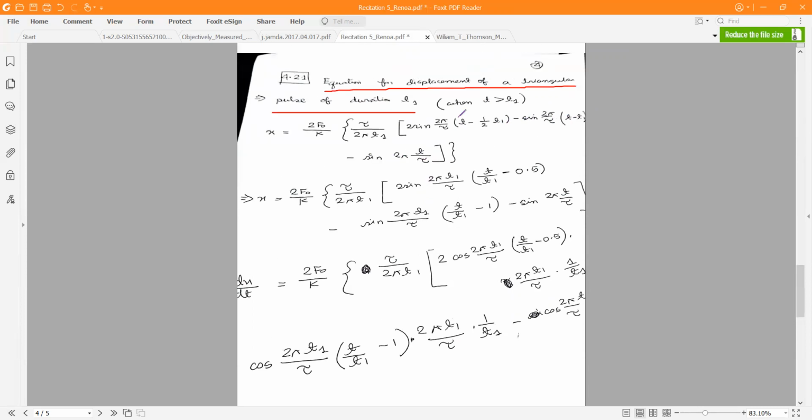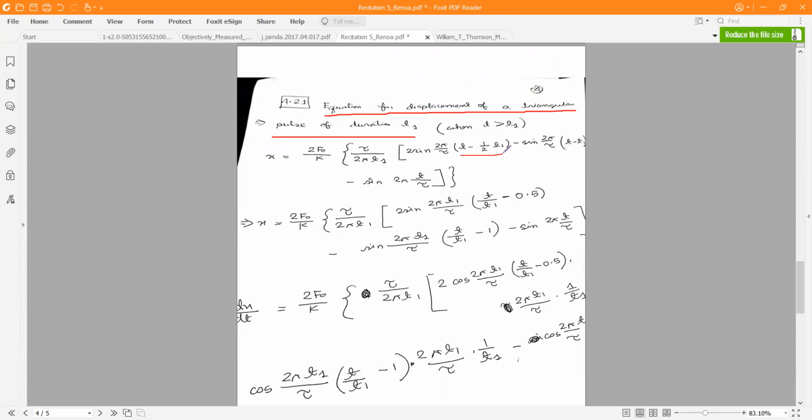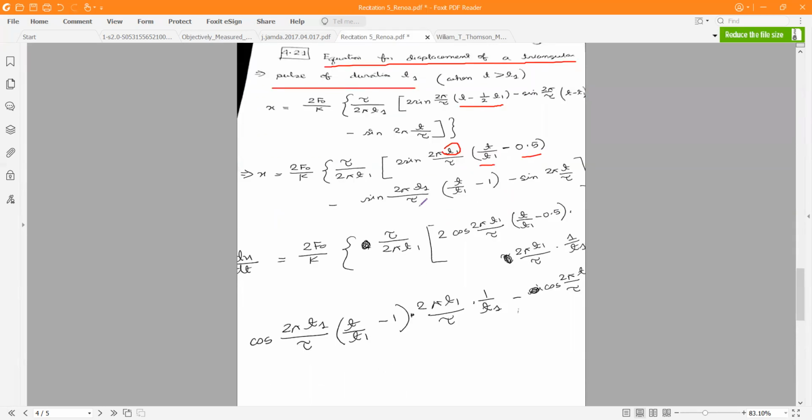Now in the second line, from here I'm going to take the t1 out. So this expression becomes t over t1, and this has become just minus 0.5. Similarly, also from here, I'm going to take the t1 out. So it will become 2 pi t1 over tau, and this expression will become t over t1 minus 1, and this will remain the same.